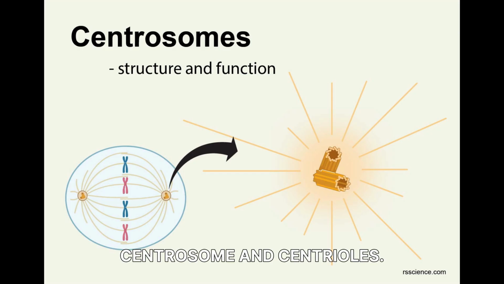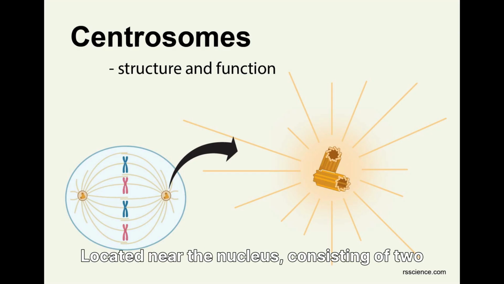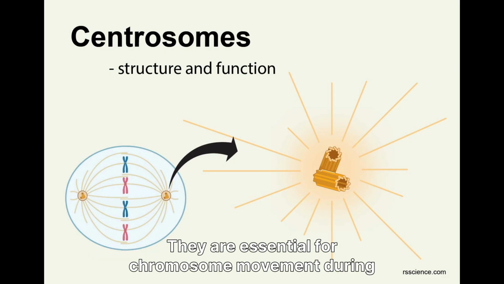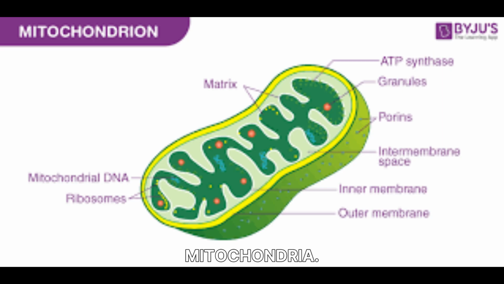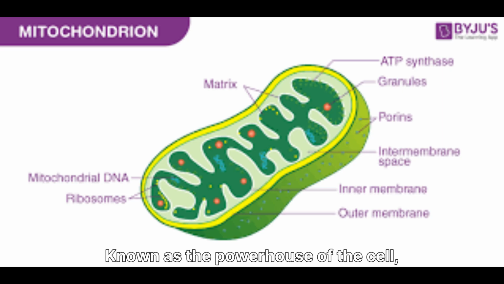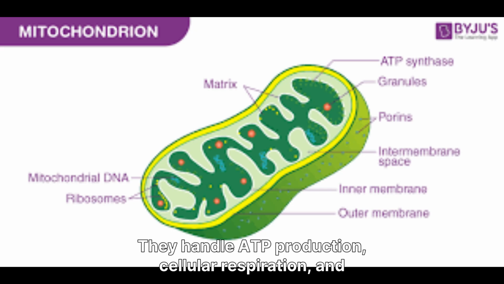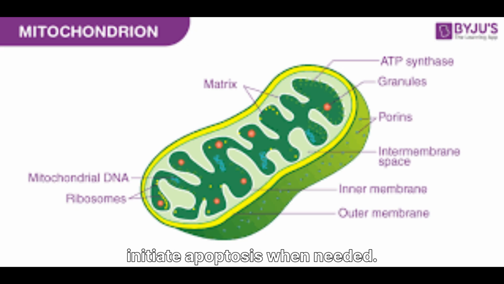5. Centrosome and centrioles, located near the nucleus, consisting of 2 protein-based centrioles. They are essential for chromosome movement during cell division. 6. Mitochondria, known as the powerhouse of the cell, with a double membrane and inner cristae. They handle ATP production, cellular respiration, and initiate apoptosis when needed.